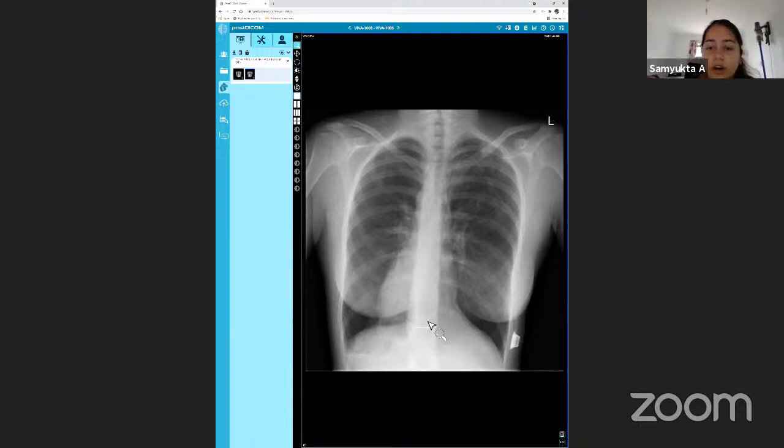There's no obvious consolidation or collapse on this radiograph. So I would compare with the previous, and it shows pretty stable chronic appearances. Excellent.